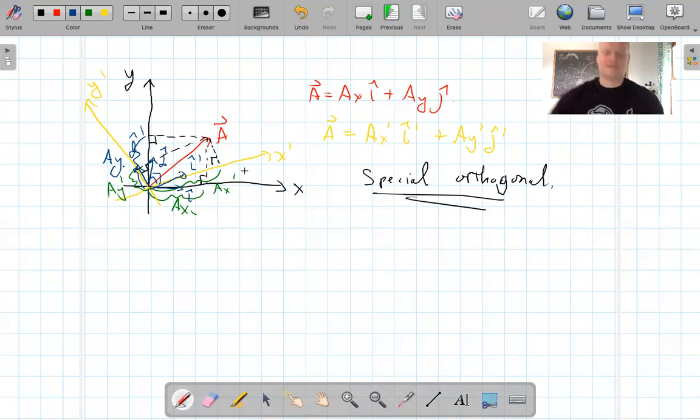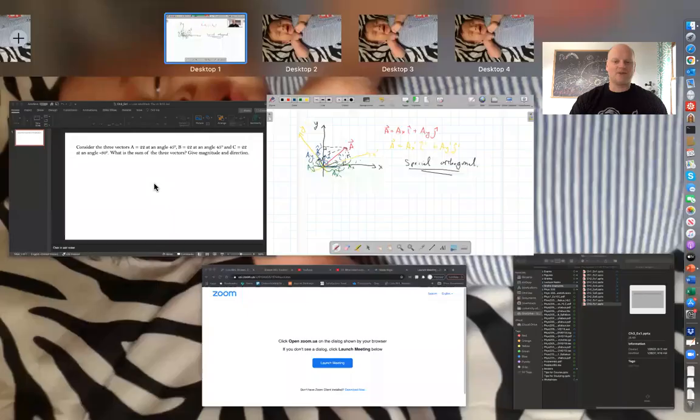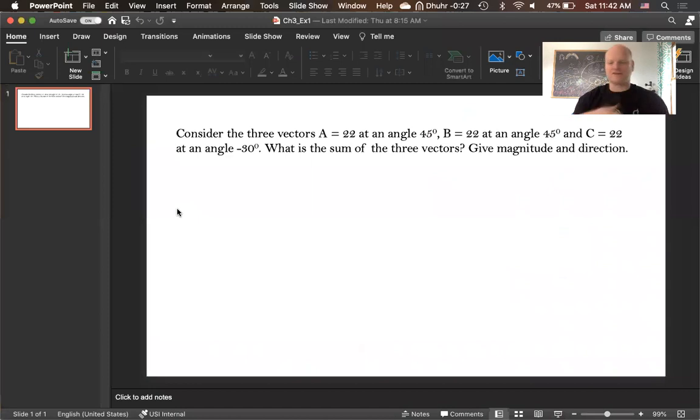So now that we know about components, how do we actually add vectors together using components? To do that, let's look at a problem. This problem says that we have 3 vectors. Each one has exactly the same magnitude, so they're all the same length. Vector A here is 22 units long, B is 22 units, and C is 22 units, whatever these units are. Doesn't really matter. 2 of them have the same angle, so A and B are both at an angle counterclockwise from the x-axis by 45 degrees, while C is at a clockwise rotation of 30 degrees from the reference line. So that means it's at a negative 30 degrees.